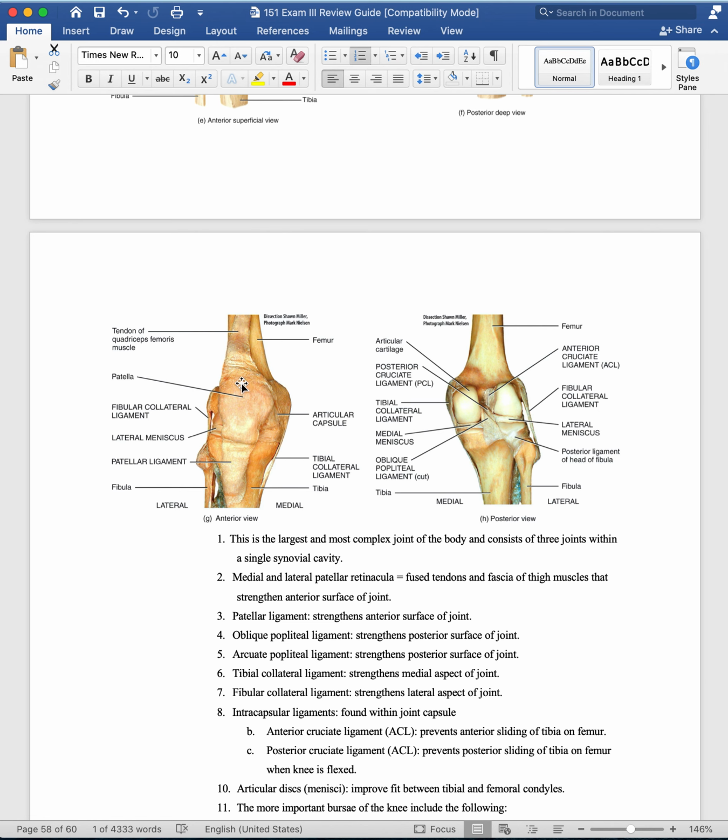Let's talk about some of the tendons. I guess the tendons are going to come down from the quadriceps, go across the patella, and then we're going to have a ligament on the bottom called the patellar ligament that's going to connect to the tibia. Again, in the back, we're going to have different types of ligaments, the ACL and the PCL. There's also the tibial collateral ligament, the fibular collateral ligament. Here we have the medial meniscus, the lateral meniscus, the tibia itself, and the fibula.